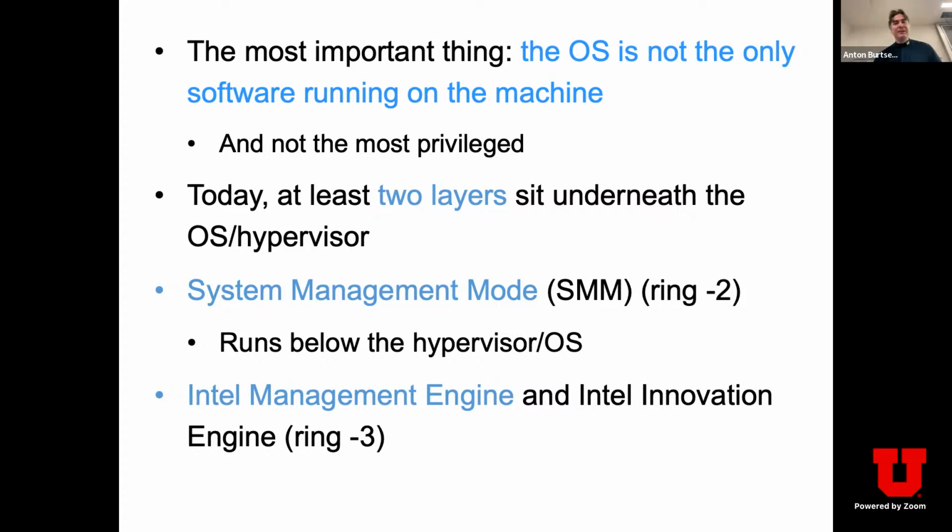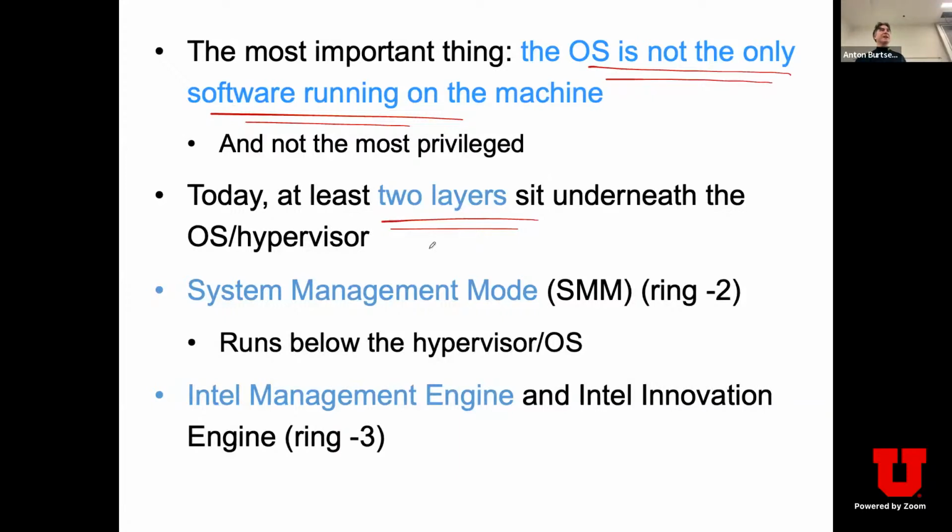So essentially, the operating system is not the only piece of software running on the machine, right? And most people know that there's virtualization in a data center. Maybe you even run hypervisors locally sometimes to run Linux on Mac or something like that. But really, there are at least two layers of software constantly running underneath. One of them is called system management mode.